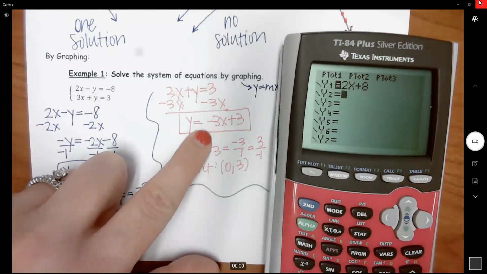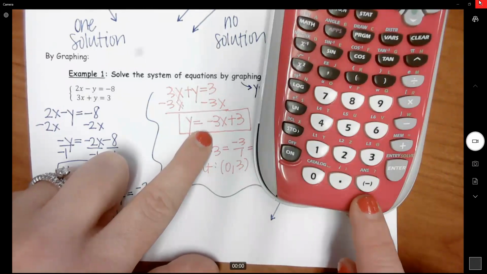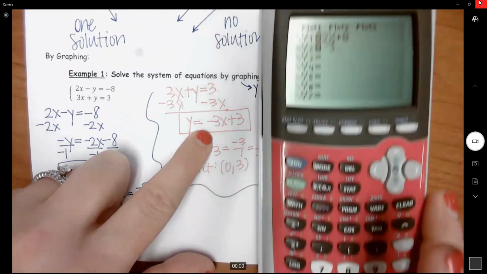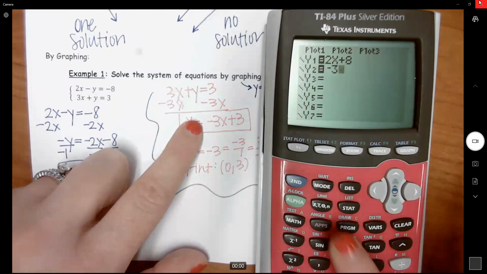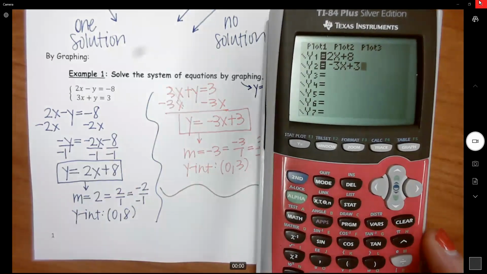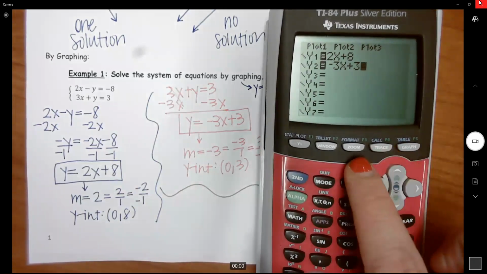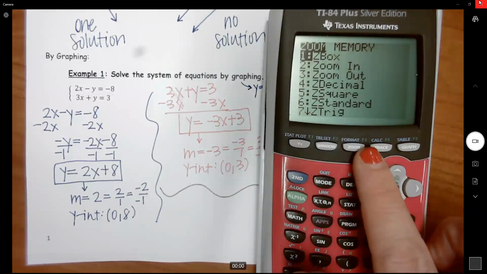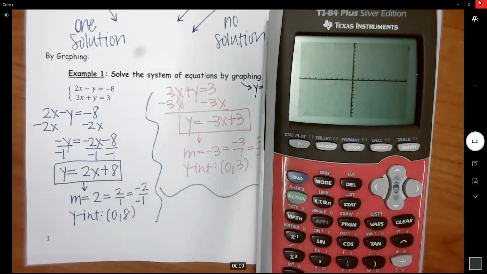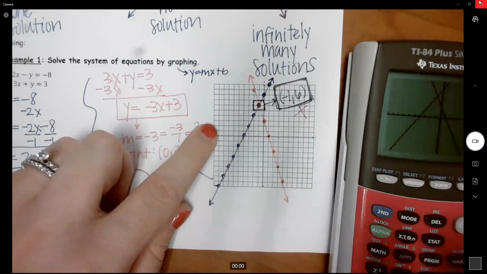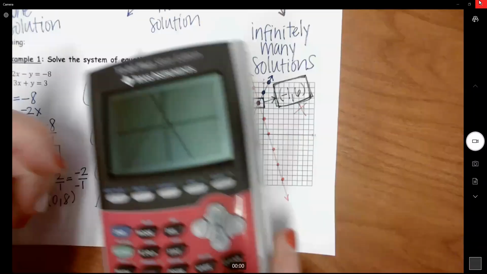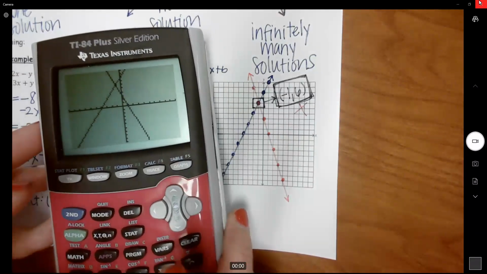And then I'm going to put in negative, which this is your negative button. This is minus, this is negative. So negative 3x plus 3. And I'm going to go to zoom and go 6 to standard. And so here are my lines. And so I can see that that looks exactly like that. My graphs are accurate.